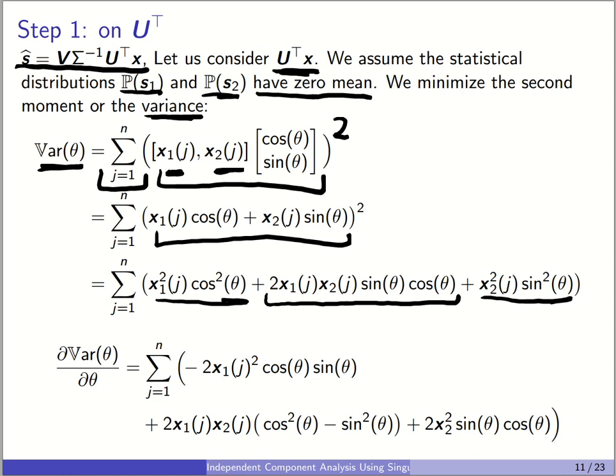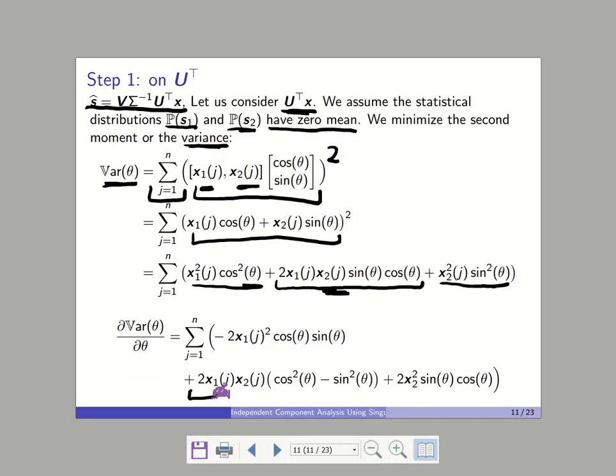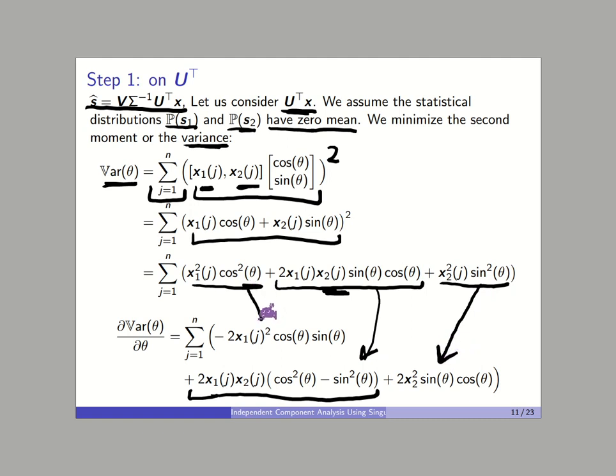Now let's take the derivative of this variance with respect to theta. We want to find which theta minimizes that. Whether it minimizes or maximizes doesn't matter; we just want to find its optimum. And then we say, okay, what is the derivative of this term? It is this. The derivative of this term is this. The derivative of this term is this. The derivative of the first term is this, according to the definitions of sine and cosine and their derivatives.